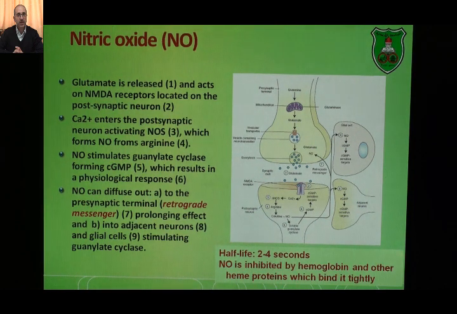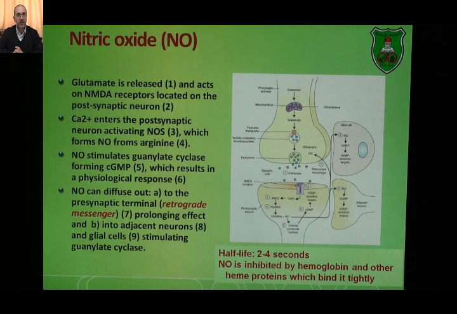Finally, we'll be talking about nitric oxide very briefly. Nitric oxide is a gas. The synthesis of nitric oxide takes place actually in the postsynaptic nerve. What happens is that glutamate is released. It acts on receptors in the postsynaptic cell. Calcium enters. There's calcium influx in the postsynaptic neuron, activating nitric oxide synthase that forms nitric oxide in the postsynaptic nerve. Nitric oxide is generated actually from arginine.